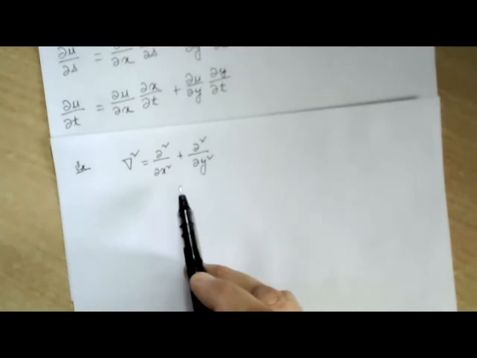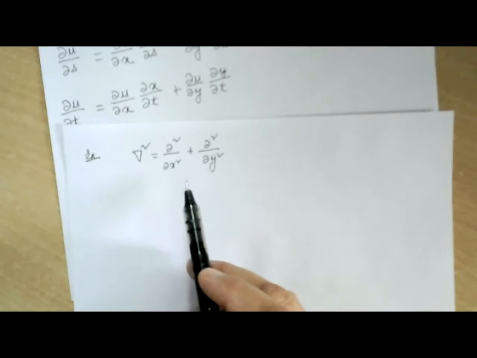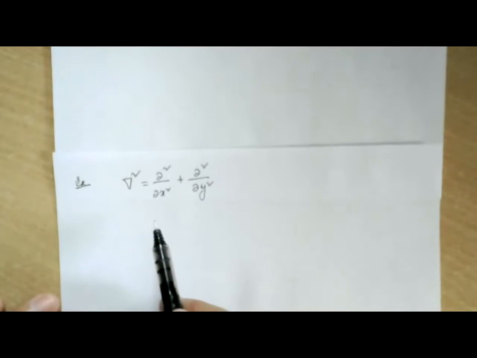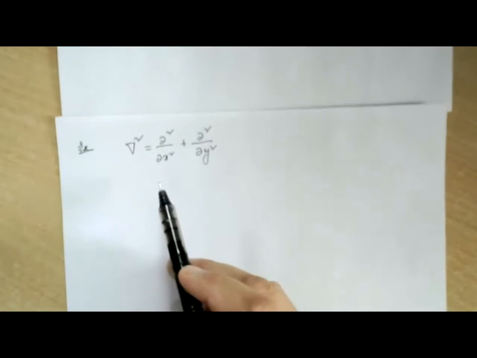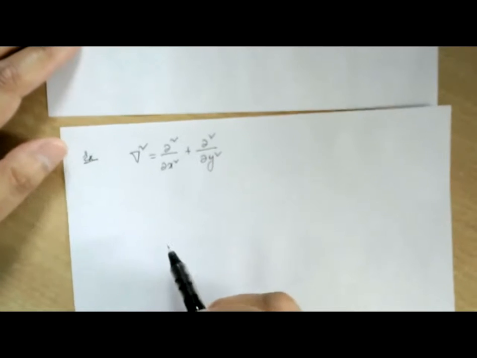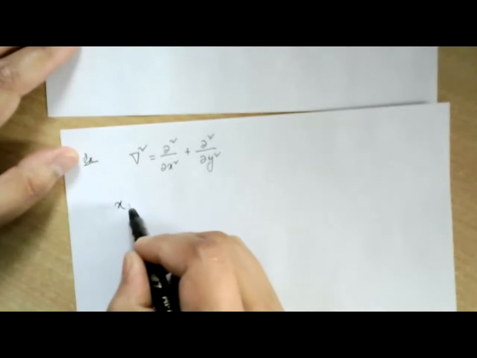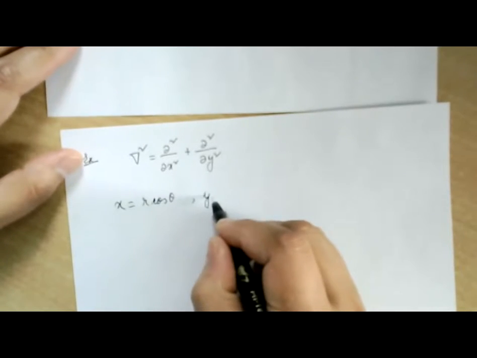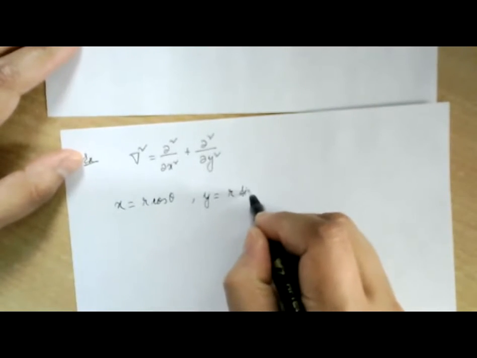Here, the Laplacian operator is expressed in terms of Cartesian coordinates, although we can also express this Laplacian operator in polar coordinates. What is the relation between Cartesian coordinates and polar coordinates in 2 dimensions? The relation is very simple: x equal to r cos theta, y equal to r sin theta.